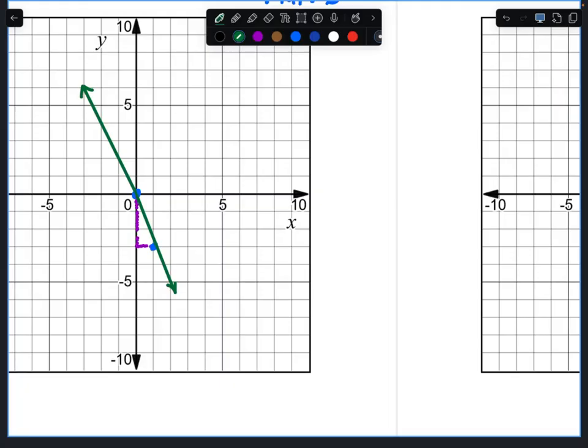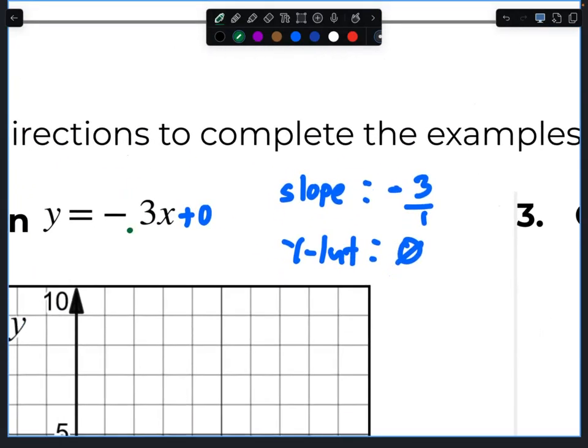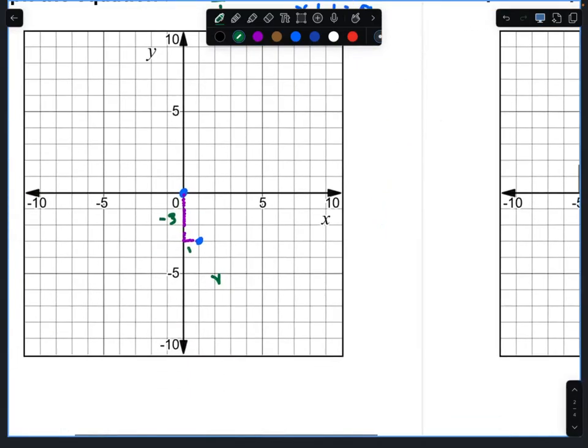Wait, I got a question. Yes. How come we went to the right? So it has 3, but there was no 1 to imply that we go 1 over. So we can always imagine, if there's no denominator, that there's a 1 in the bottom. Always. If it's an integer, there's always a 1 there.